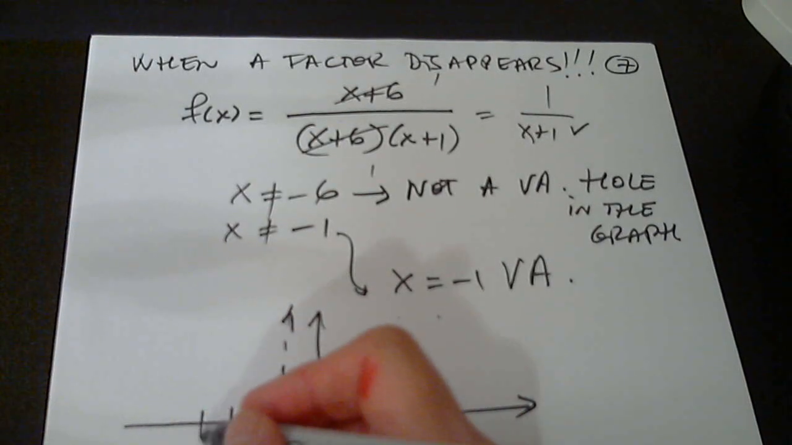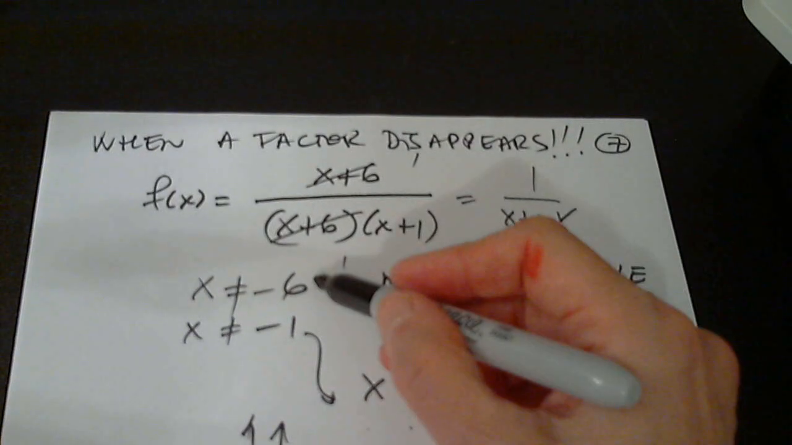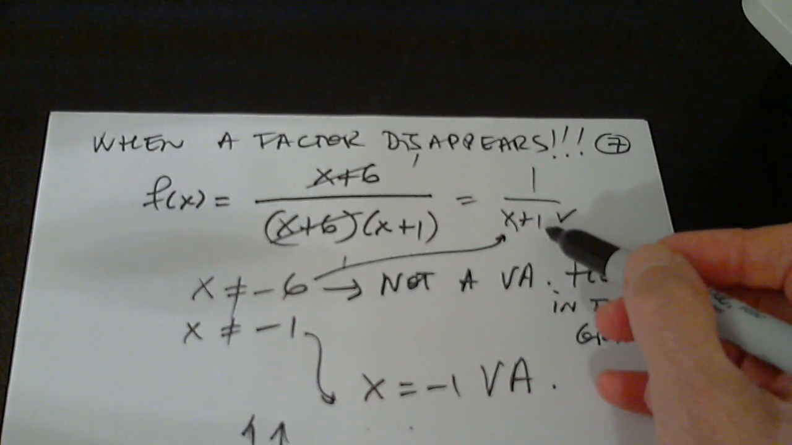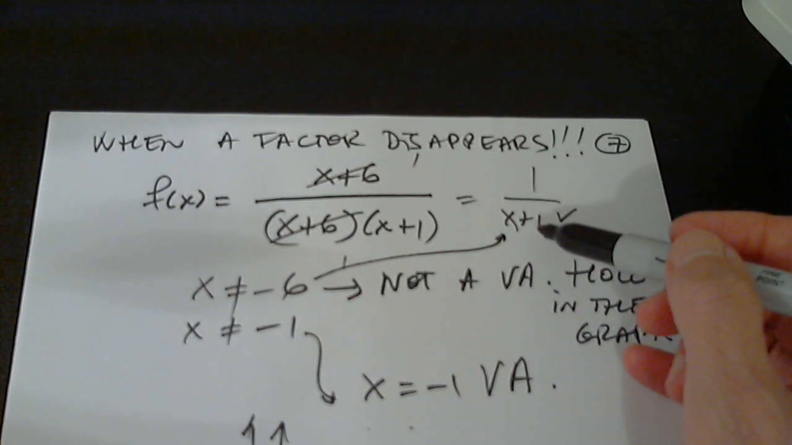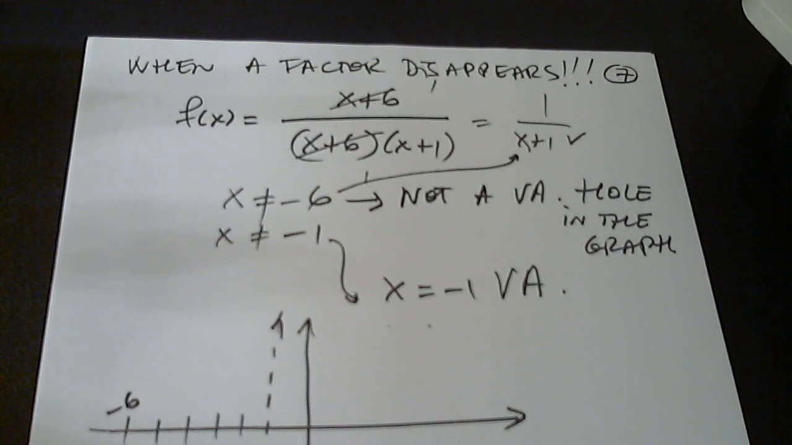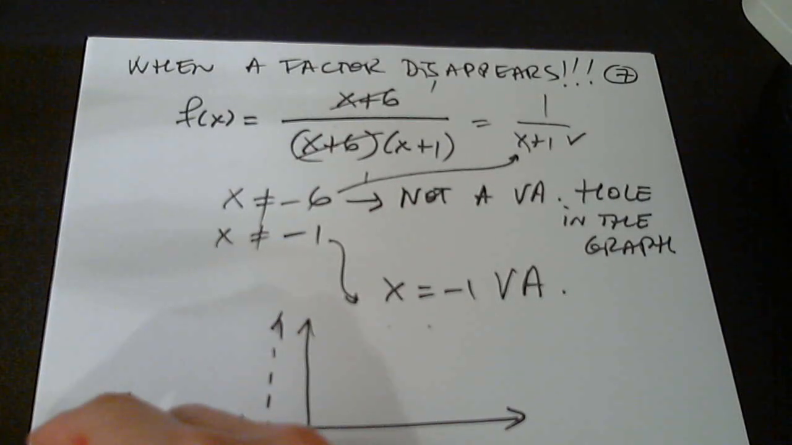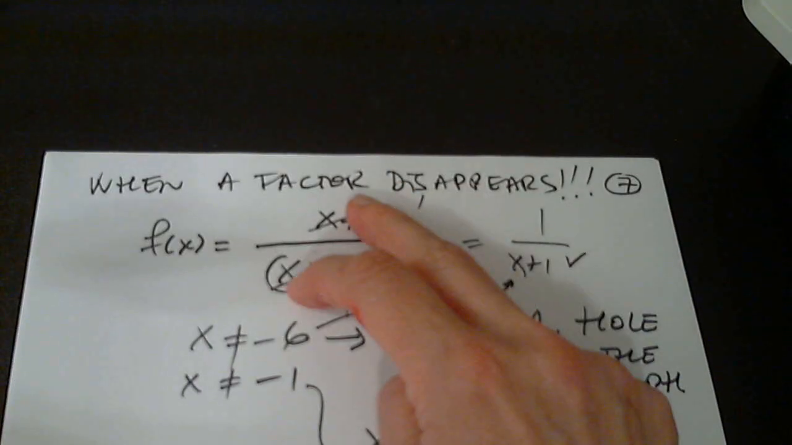1, 2, 3, 4, 5, 6. Here's -6. When I plug in -6 in the simplified form, I get 1 over -5. So this point is right here. It will be an open point. And the graph, you'll see, does this, going through the open point, because the factor disappeared.